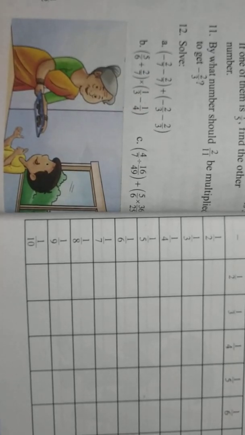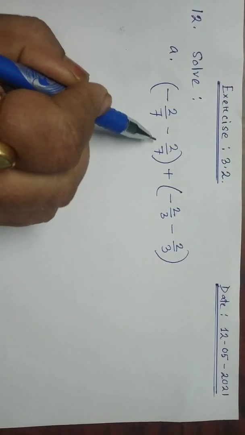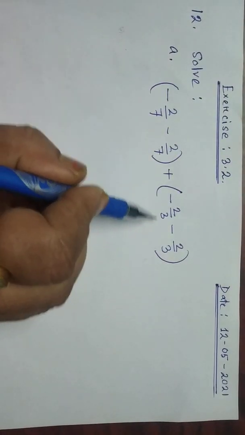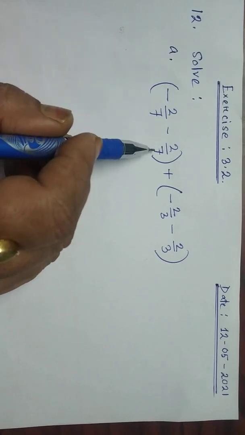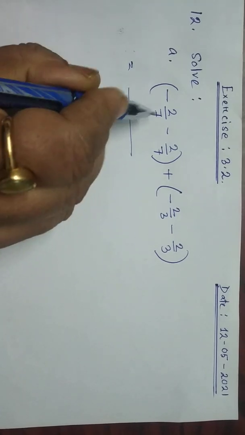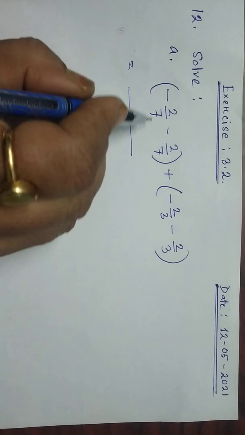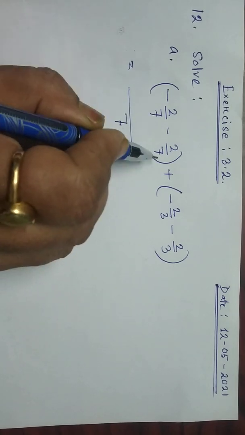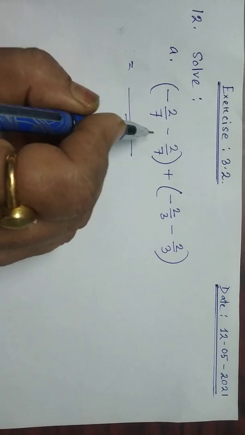Now we solve this way. This one sum. Here these two are like fractions, this one also like fractions. That's why we can easily subtract this one also. Now here LCM will be 7 because both are 7. If like fractions, that means denominators are same, then we just have to add or subtract their numerators.